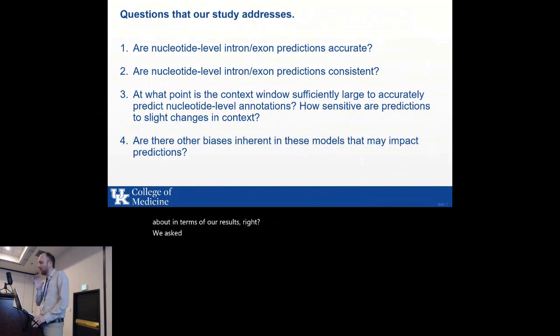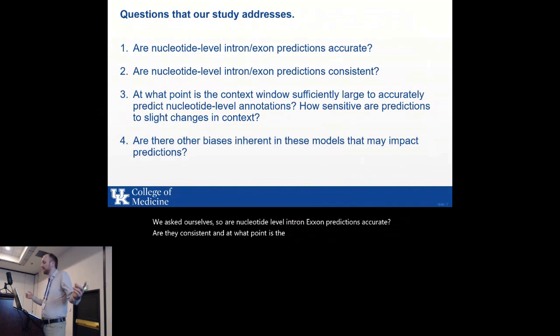We asked ourselves, so are nucleotide level intron-exon predictions accurate? Are they consistent? And at what point is the context window sufficiently large to accurately predict nucleotide level annotations? And is this sensitive to the change in the context? How sensitive is that? If you just add in an extra token or two here or there, is that prediction going to be changing, or is it not?